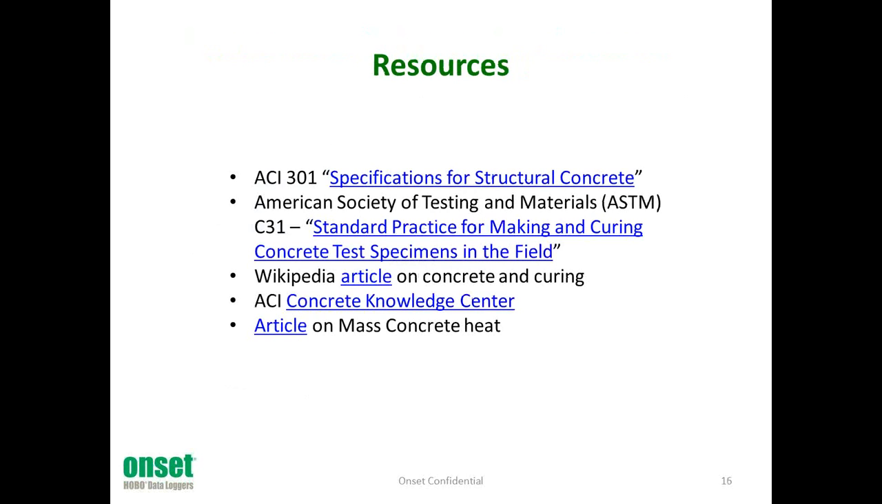For more detailed information concerning the various items in this webinar, please feel free to view the following articles. ACI 301, specifications for structural concrete; ASTM C31, standard practice for making and curing concrete specimens in the field; a Wikipedia article on concrete and curing; the ACI Concrete Center knowledge; as well as Math of Concrete Heat from the Portland Cement Association. Thank you for your attention.